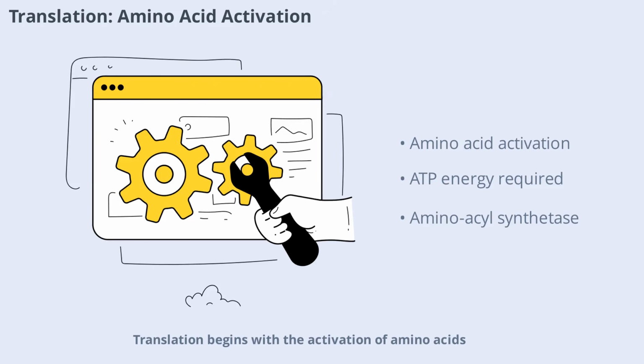Translation begins with the activation of amino acids. Each amino acid is attached to its respective tRNA, a process requiring energy from ATP and mediated by aminoacyl synthetase enzymes. This ensures that each tRNA carries the correct amino acid for protein synthesis.